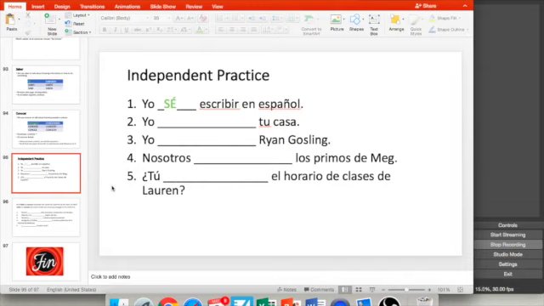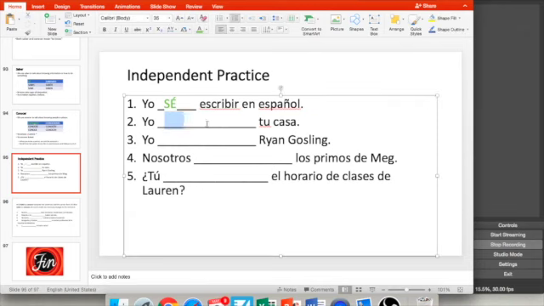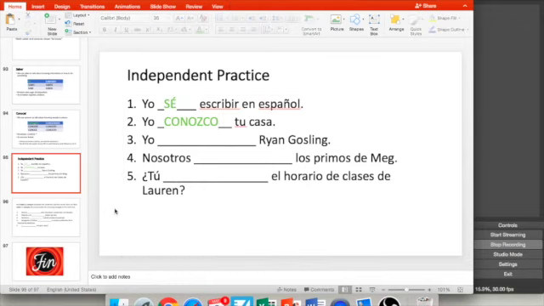Saber or conocer? Yeah, we use conocer. So to say that I know your house, we're going to use the yo form of conocer, and I'm going to say that yo conozco. Yo conozco tu casa.